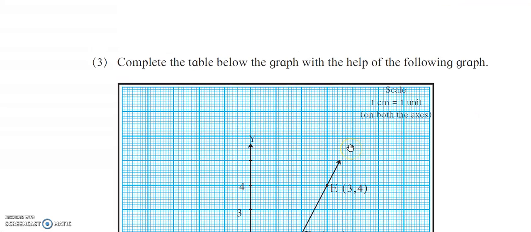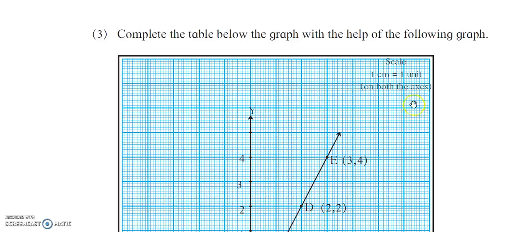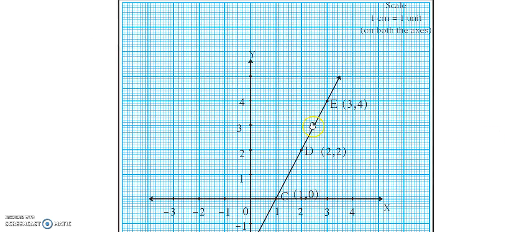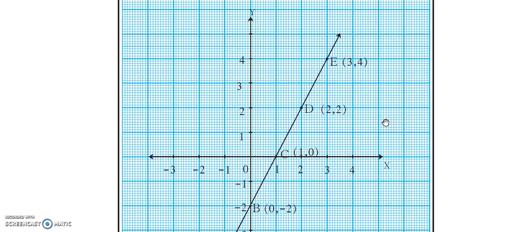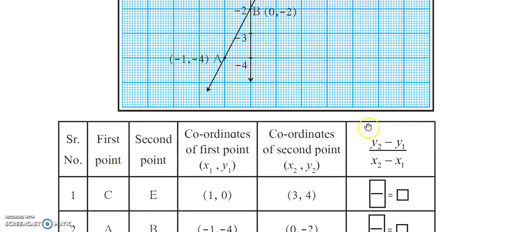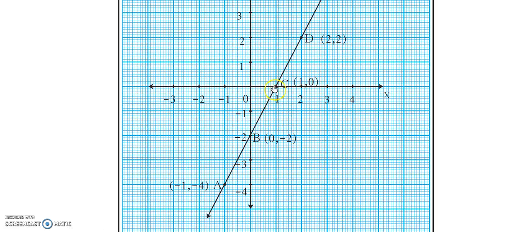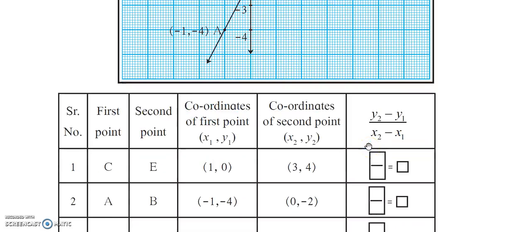Now this is the activity, in the form of a graph. Complete the table below with the help of the following graph. Now see this scale, 1 centimeter on both axes. The points are plotted on the line. Now see, first point C. What about the point C? C is the point. Next, second point E and their coordinates. Then we find out the slope.